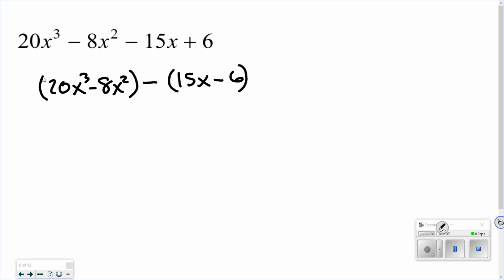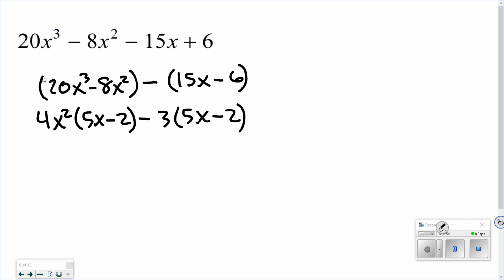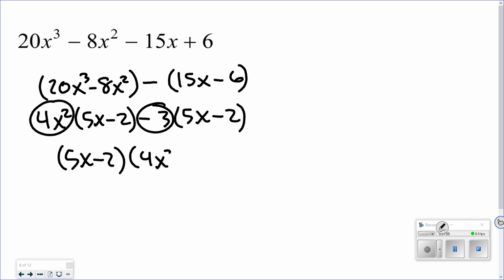Okay, take out a 4x squared out of the first one. That would leave me a 5x minus 2. Take a 3 out of the second one. That would leave me with 5x minus 2. That's what we wanted to happen, is we wanted those to come out to be the same. They're both 5x minus 2. Okay, let's factor that out of both of them and put the 5x minus 2 out in front. Then put what's left after we do that. So I've got the 4x squared minus 3 left over. Okay, there's our factored form.